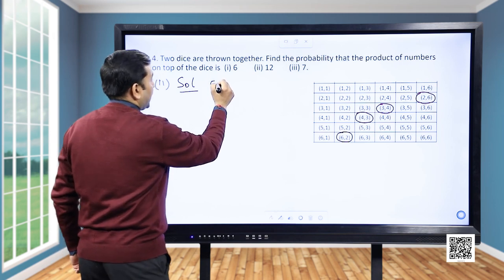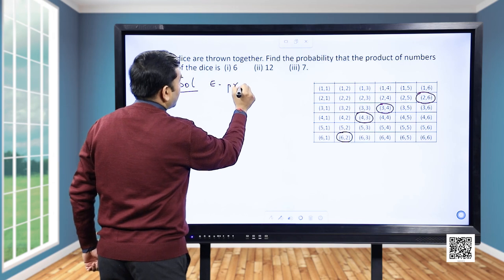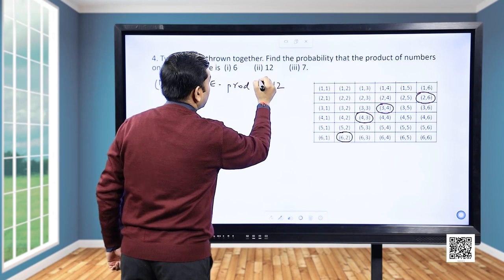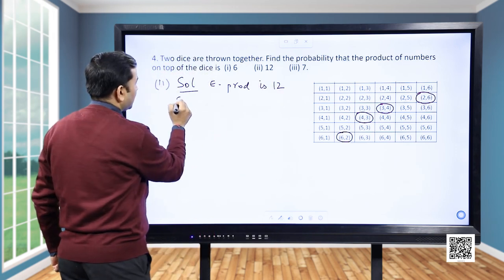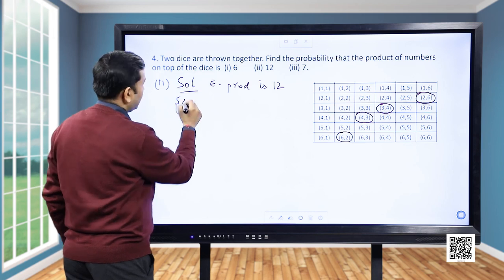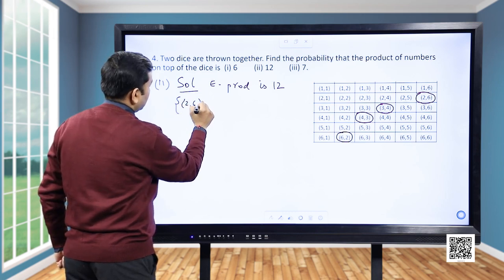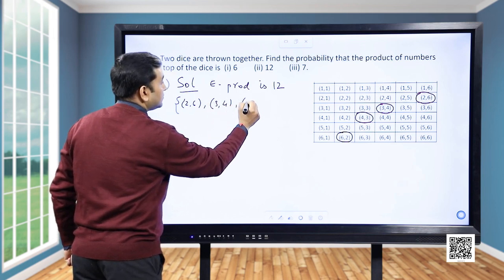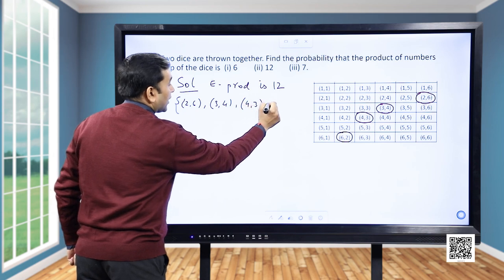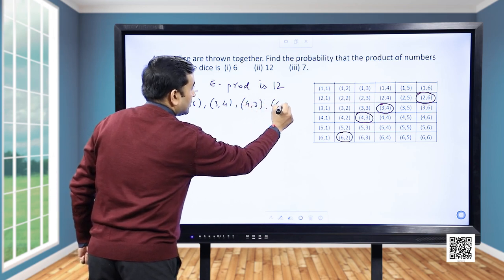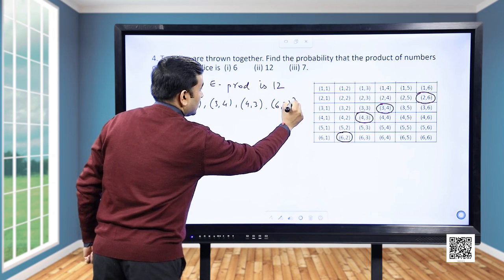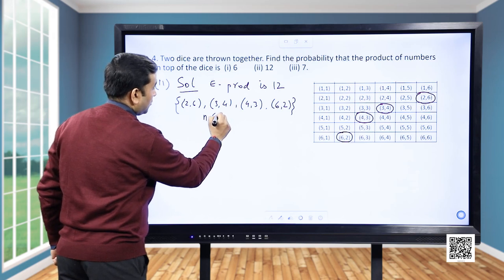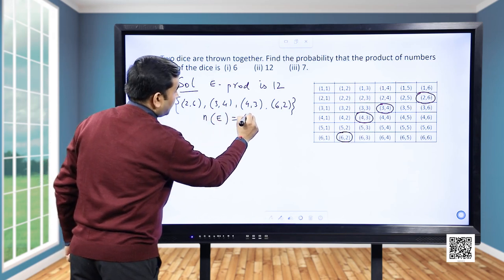First of all, let E be the event that the product of numbers is 12. So, what is our sample space? Sample space is (2, 6), (3, 4), (4, 3) and (6, 2). And how many are these? So, we have n(E), the number of favorable outcomes, equal to 4.